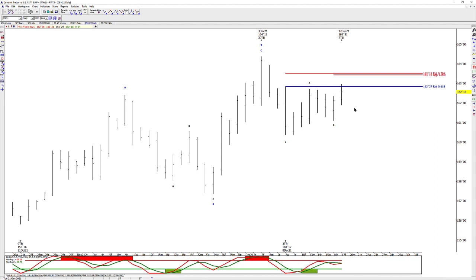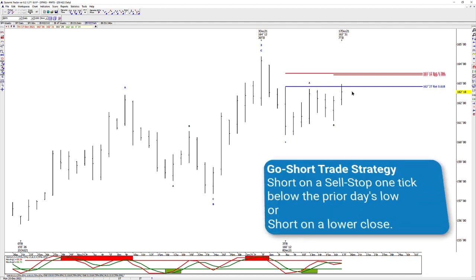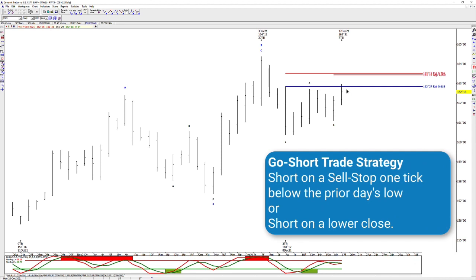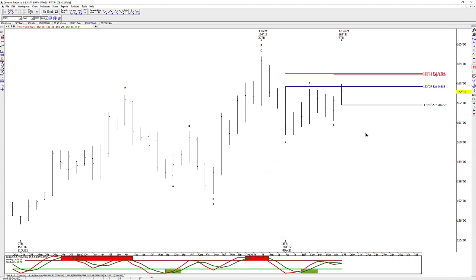What's a trade strategy here? The trade strategy would be, if bonds were to either make a lower daily close or take out the prior day's low, a sell stop to go short at 161.29, or a stop close only to go short on a close below 162.18. The same strategy used back here, and used frequently, is that either taking out a minor swing high or low, or making a higher or lower daily close, is the trigger to enter a trade once a market's in a position to make a reversal.